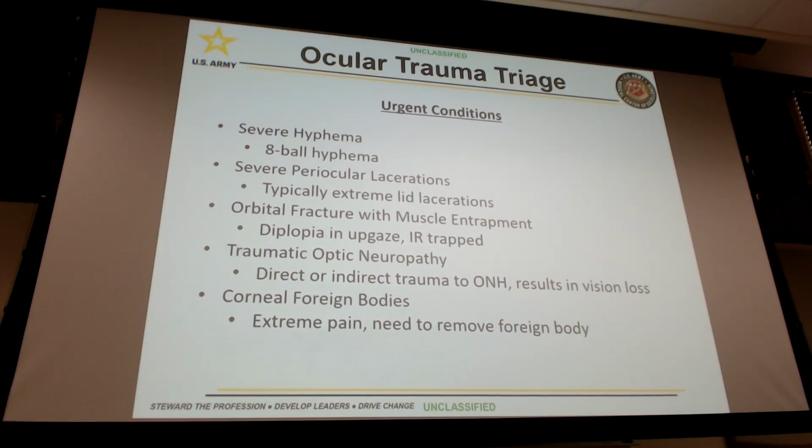Any traumatic optic neuropathy, again, trauma to the optic nerve head, so some sort of blast or some sort of direct trauma to the face can sometimes either dislodge completely the optic nerve head or cause severe inflammation on the optic nerve head, which results in vision loss. Okay, those patients need to be seen urgently. And then corneal foreign bodies are something that needs to be seen urgently as well.